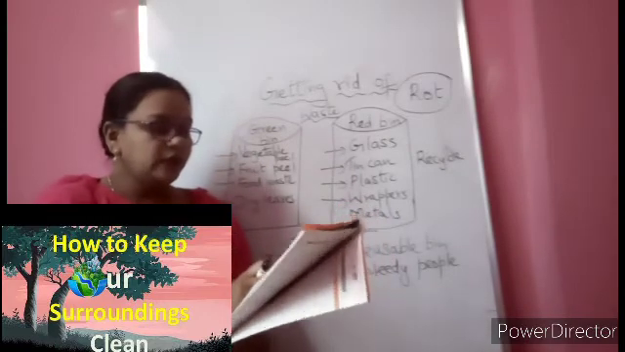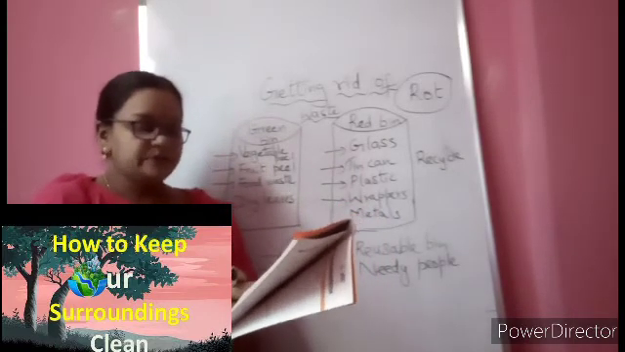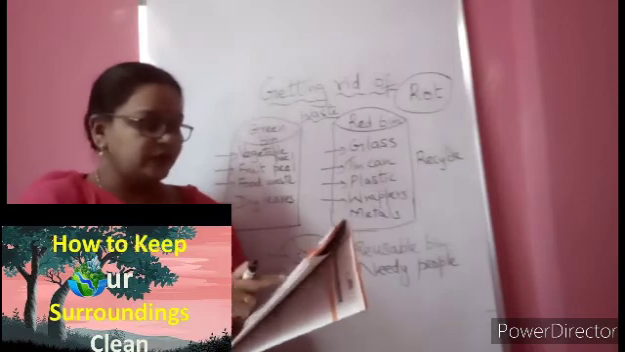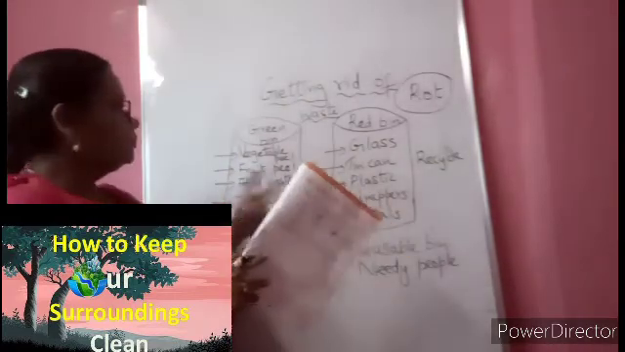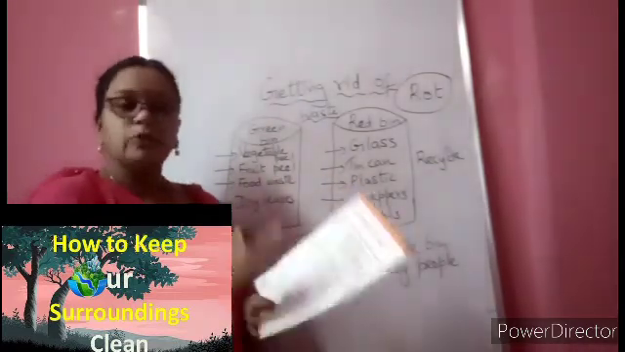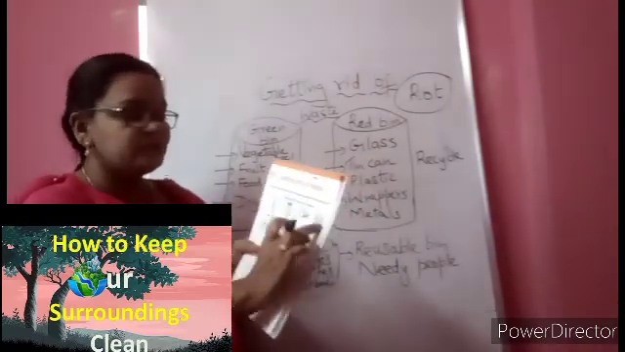Next, children, draw a green bin and a red dustbin. Write the names of the waste given in question 1 in the correct bin. So you will draw two bins like this, a green bin and a red bin. You will fill them with these four items only.